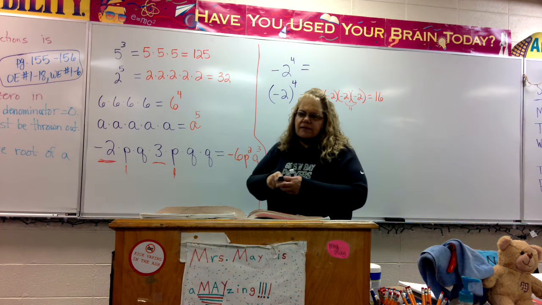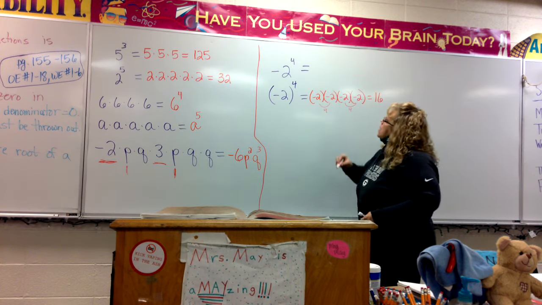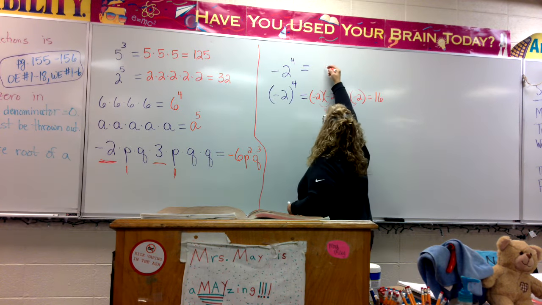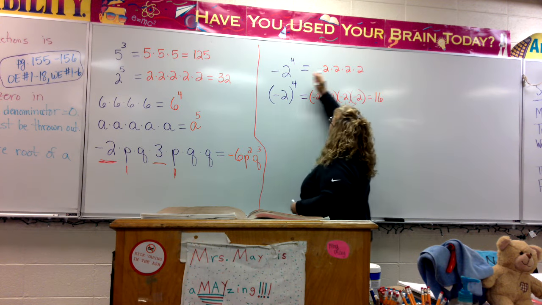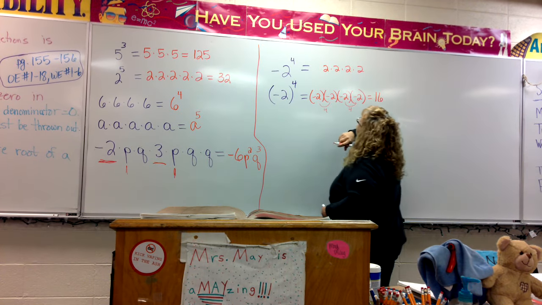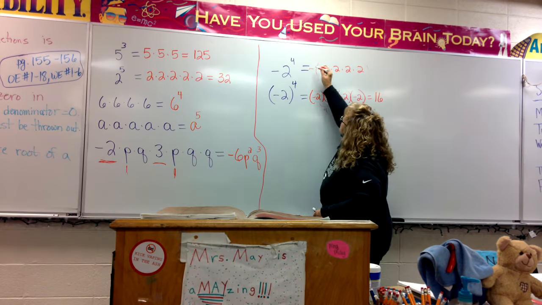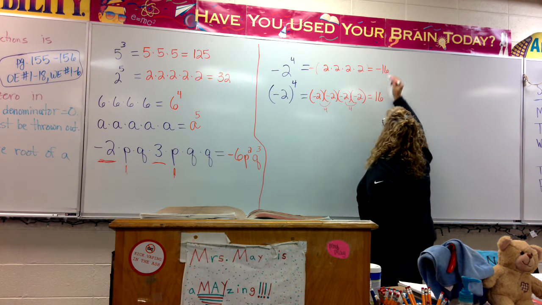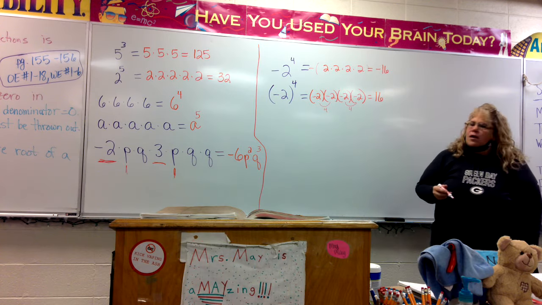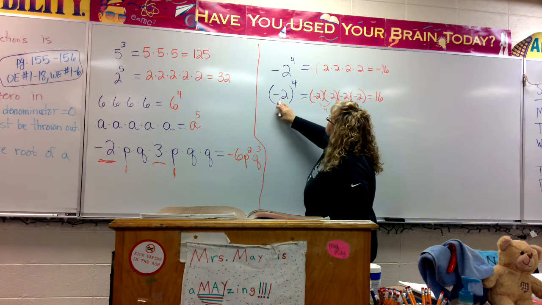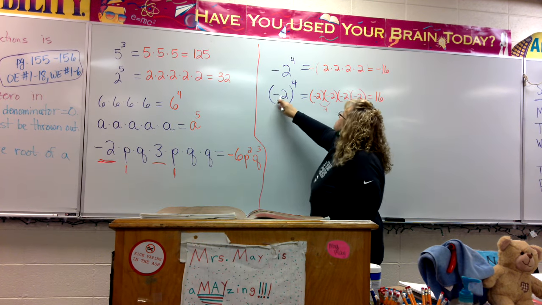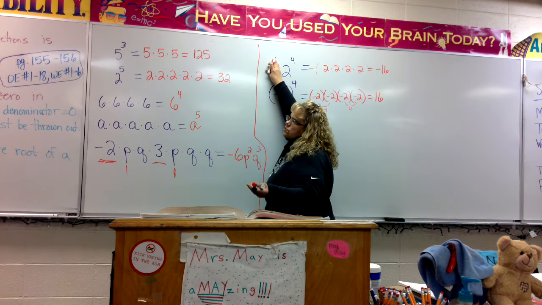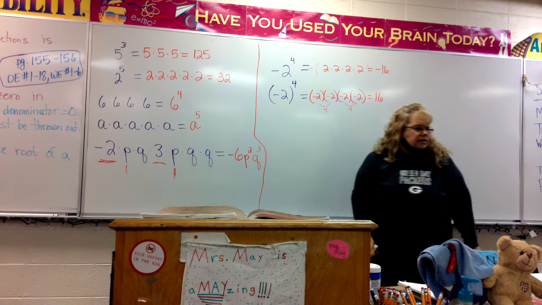It means take all of it times itself 4 times. Up here, no parentheses, it means take 2 times itself 4 times. 1, 2, 3, 4. And then when you're all done, put a negative sign in front of it. So what does that give you? That gives you a negative 16. So you have to be careful if there's parentheses or not. If there's parentheses, you take all of this times itself, negative 2 times negative 2 times negative 2 times negative 2. If there's no parentheses, you just do this part, 2 to the 4, 2 times 2 times 2 times 2. And when you're all done, you take the opposite sign. Does that make sense?